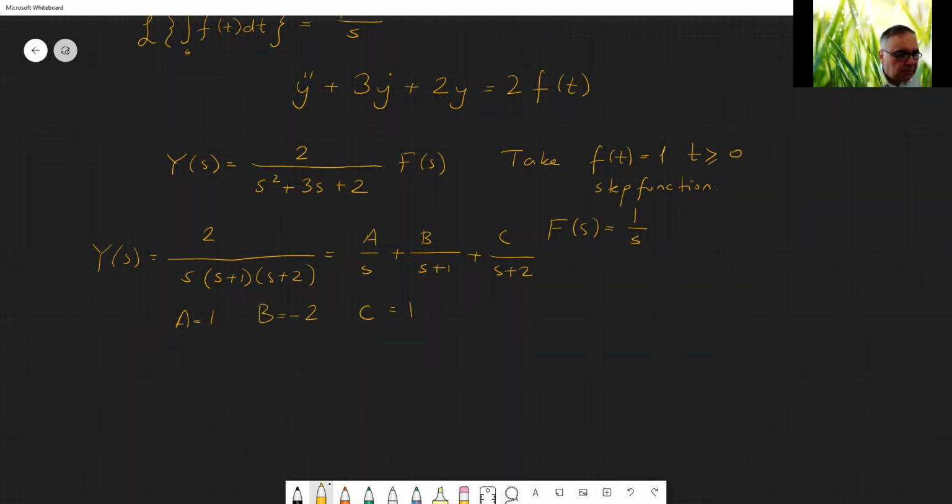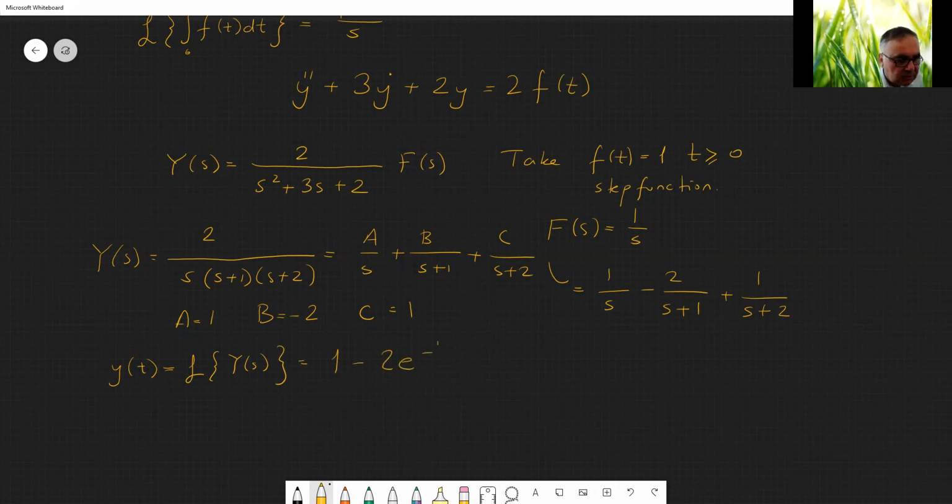So you can write Y of s equals 1 over s minus 2 over s plus 1 plus 1 over s plus 2, from which y of t is the inverse transform of Y of s. This can be easily inverted from the tables: 1 minus 2e to the minus t plus e to the minus 2t for t greater than 0. That is the solution.